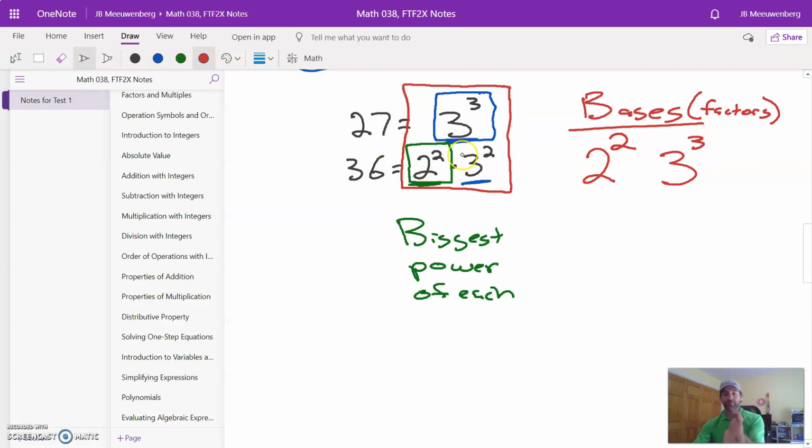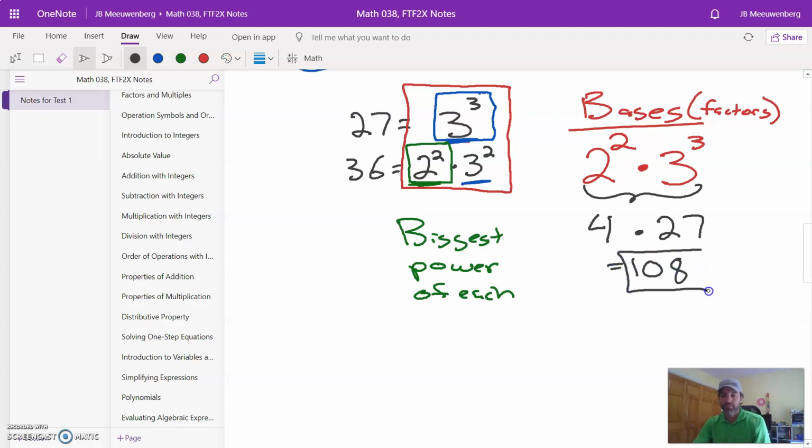Once we take the prime factorization and find the highest power of each factor, we just multiply those things together. We take 2 to the second times 3 to the third. 2 to the second is 4. 3 to the third is 3 times 3 times 3, which is 3, 9, 27. And 4 times 27 is 108.